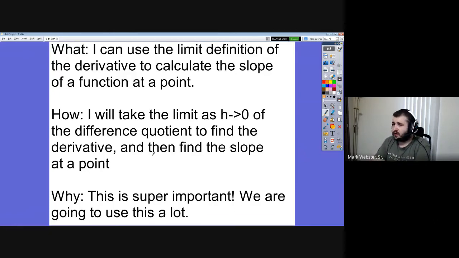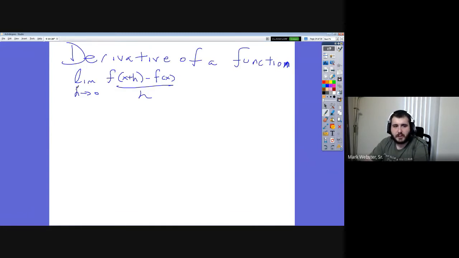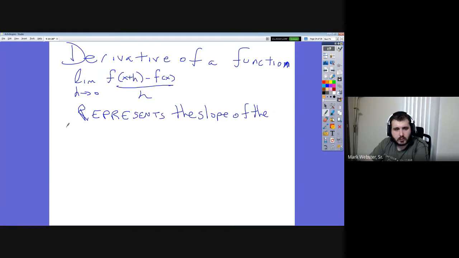We're going to use this a lot. Eventually, we're going to learn some shortcuts, but for the time being, it's important that we understand where this all is coming from. This is something that we've done before. The limit as h goes to 0 of our difference quotient, this is what we did before, right? So when we have this, it represents the slope of the function based on what the x value is.